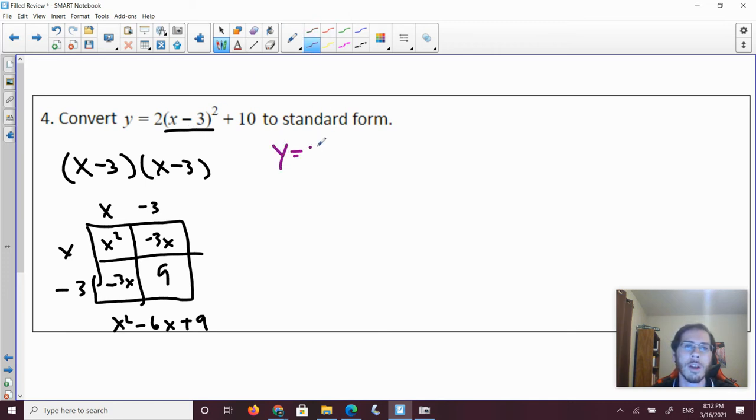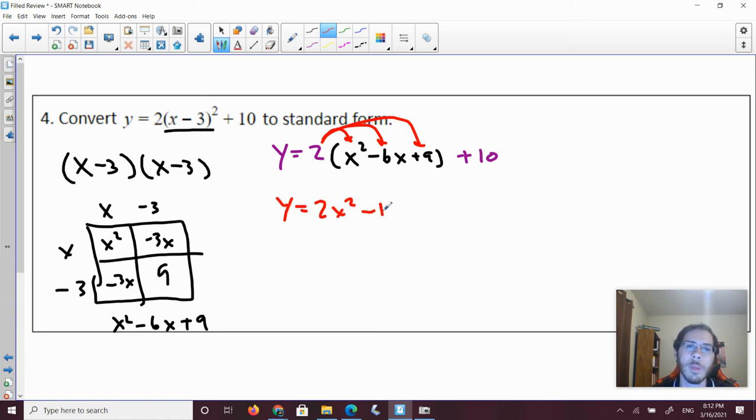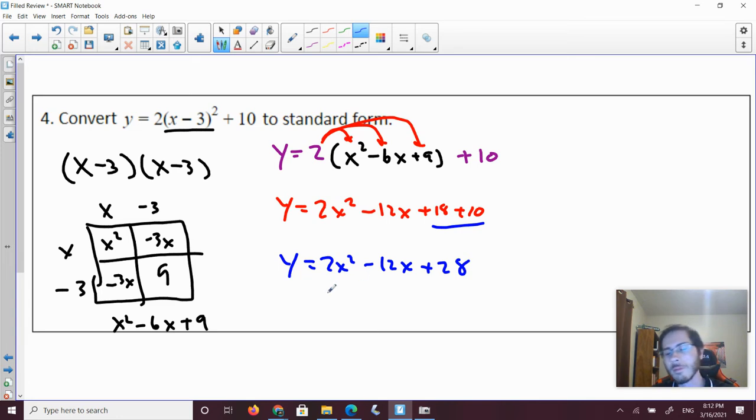So right now it's going to look like y equals 2 times the quantity x squared minus 6x plus 9, because that's what this parentheses part is equivalent to, and then still plus 10. So I'm not quite done because I still have those parentheses. I got to get rid of the parentheses. So I'm going to distribute to get y equals 2x squared minus 12x plus 18 plus 10. One final step, we could combine the like terms. Y equals 2x squared minus 12x plus 28.